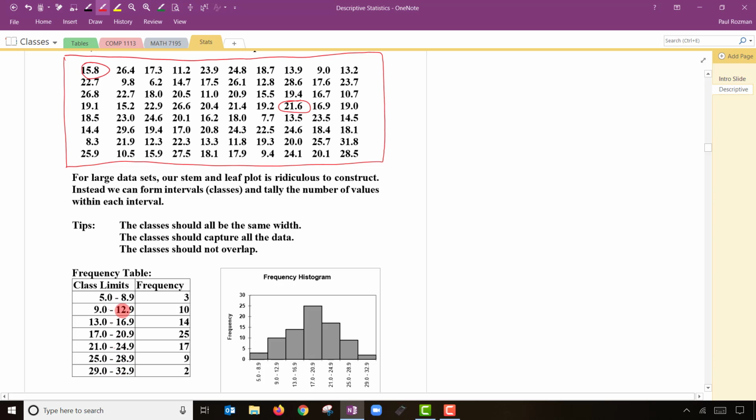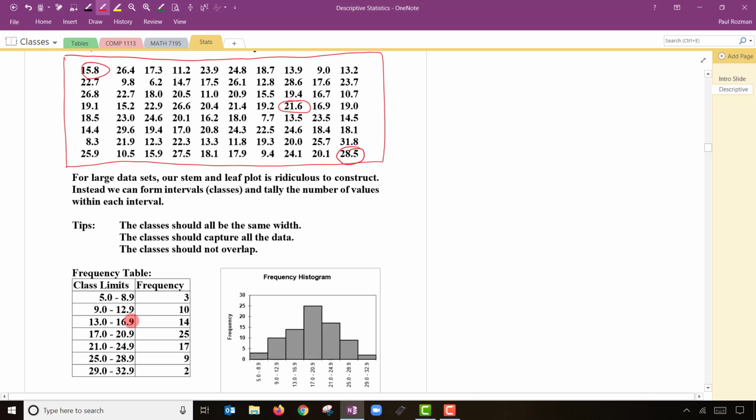I did that to make sure that they never overlapped. I didn't want to ever have a value where I wasn't sure where to put it, like, does it belong to this class or does it belong to that class? So I've gone to 1 decimal place and I made sure that there is no overlap. So I set my lower class limit as a nice number, and then I just went up to 0.1 less than the next.